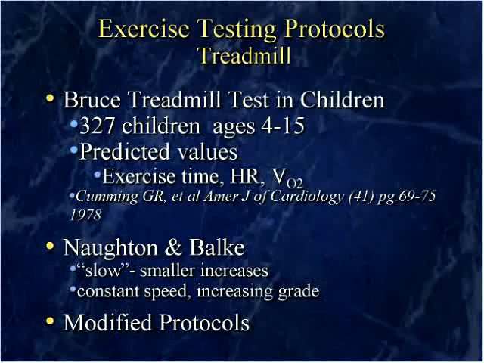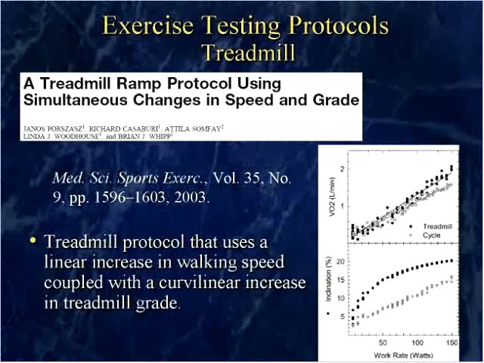They've been adapted for children, and then there are other protocols which have smaller increments in work, like the Naughton and Balke, and then there's a variety of modified protocols that are available to you out there also. You can do a ramp test on a treadmill. There was an article that was published out of Castleberry's lab in 2003 that looked at varying treadmill speeds and grade in type of increments that allowed them to create a ramp output kind of like you would in cycle ergometry testing, and this is the reference for that.